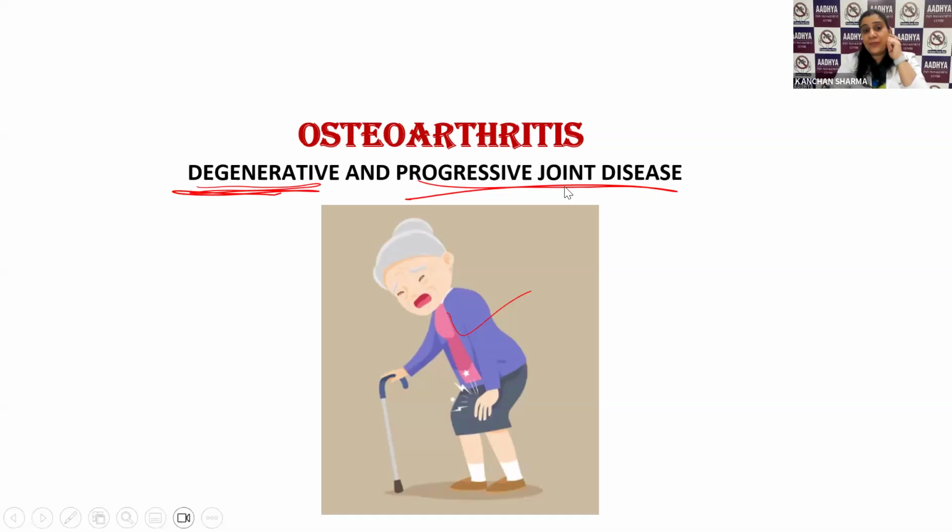Now, if you examine, obviously there'll be a medial joint line tenderness, because the medial aspect is more commonly involved as compared to the lateral one. And there'll be difficulty in the flexion and the extension of the joint. So these are more or less the presentation of it.